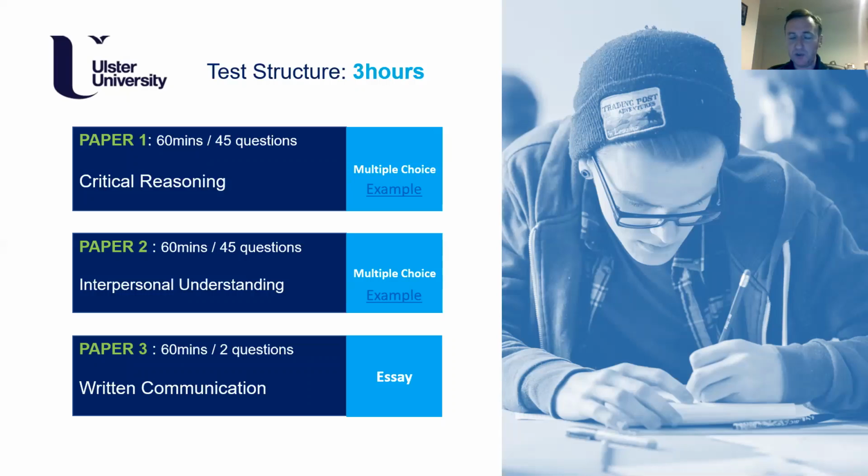You'll know when you finish part 1, your time will be up and that'll be stopped, and then you'll move into paper 2. Again you'll get preparation for that, and then you'll start your time and your 45 questions. Then you're into paper 3, which is your essay part. So you have 2 written essays to do, which is looking at your written communication skills. 2 questions, and then you have an hour again to do that part of the test.